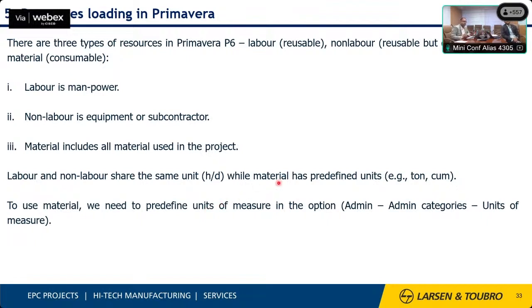So, sir, these are the three types of resources available in Primavera. We don't have the flexibility, say, of labor is there, material is there, why equipment is not there. So that is why that third category is there, named non-labor. But it is essentially the equipment or any work which is subcontracted or is done by some specialized agency.